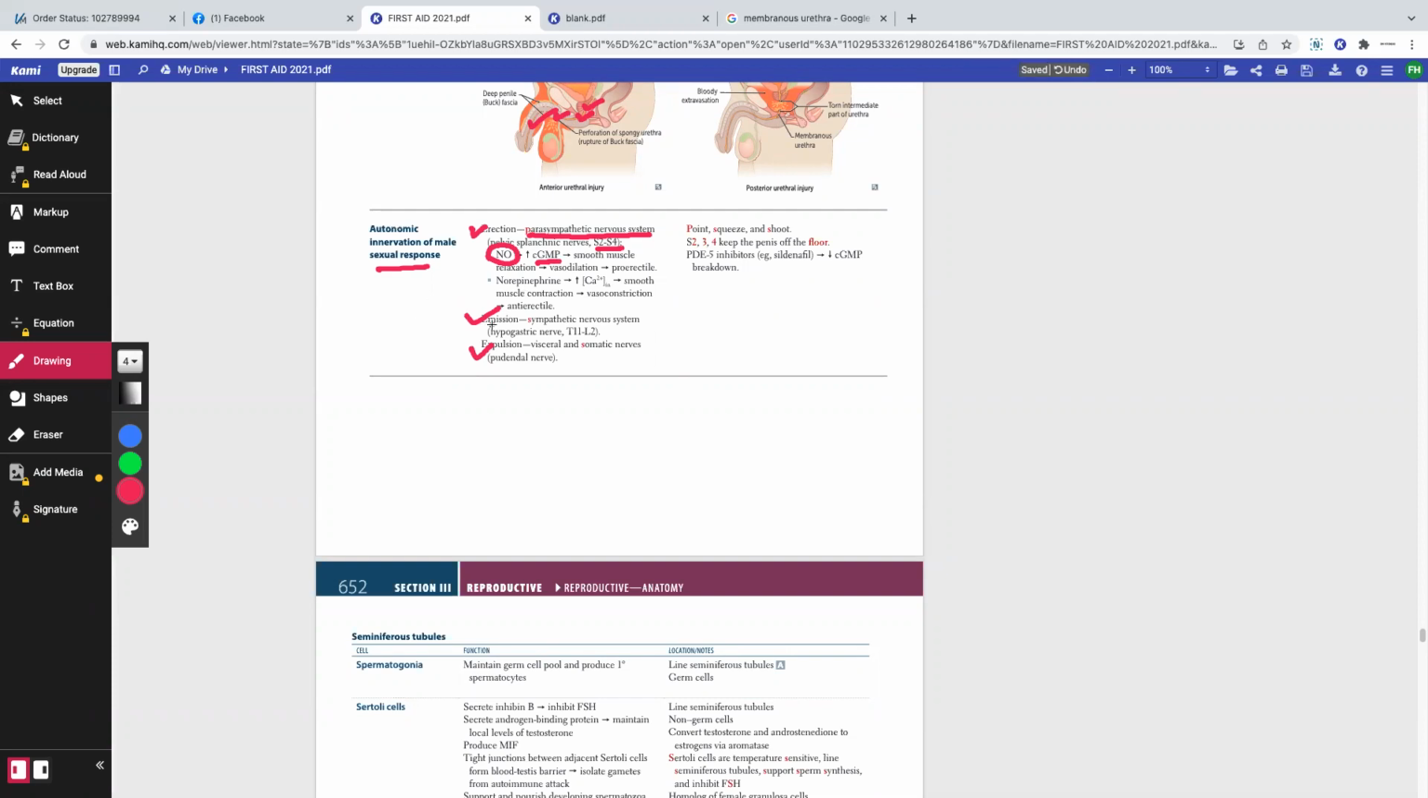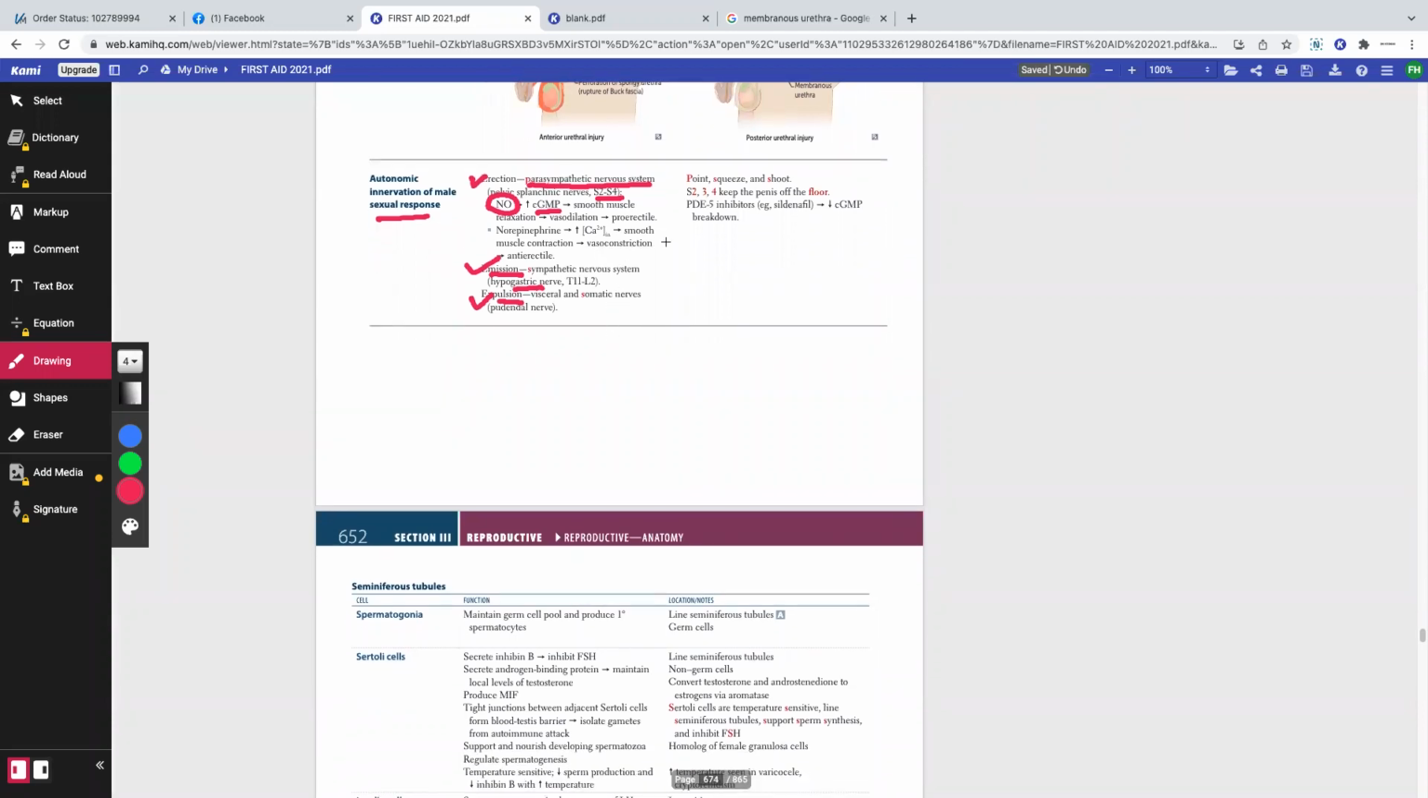Then the next one is emission. That's a sympathetic response that we usually get from the hypogastric nerve. That's from thoracic 11 to lumbar 2. And the next one is expulsion. Expulsion is by the pudendal nerve. So that's it. So you need to remember which one is what. So one more time: erection P, emission S, expulsion pudendal. As simple as that.